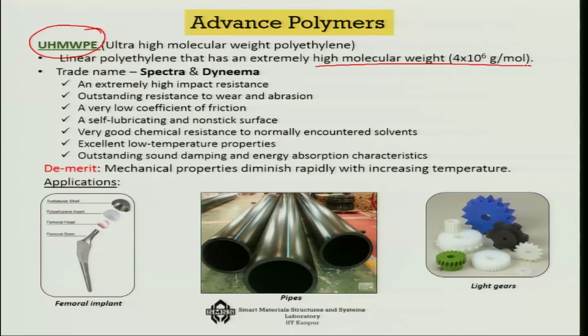What is the significance of high molecular weight? That means each molecule itself is so long that it gives you a high melting point, high mechanical strength, a high modulus of elasticity, etc. There are two trade names of it. One is Spectra, another is Dyneema, and both of them have extremely high impact resistance, high resistance to wear and abrasion, very low coefficient of friction. They are self lubricating and they have a non-stick surface.